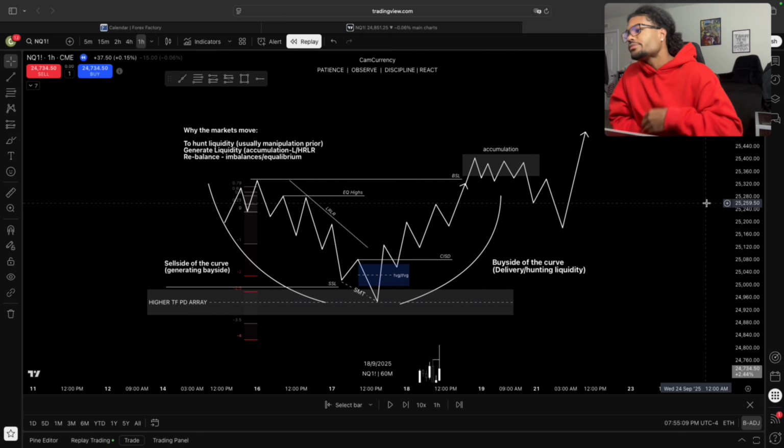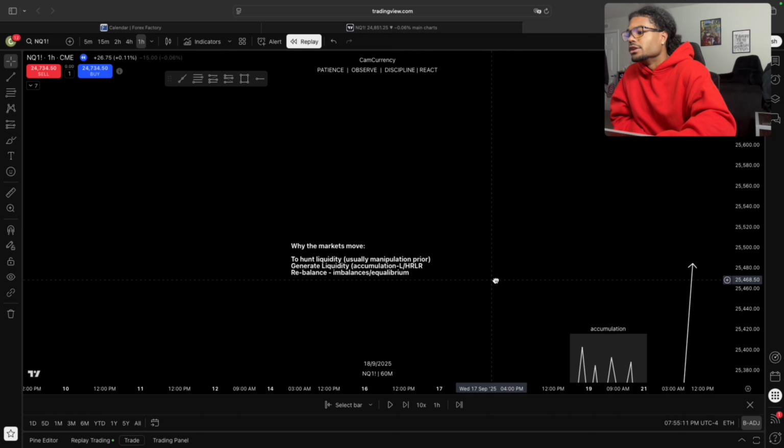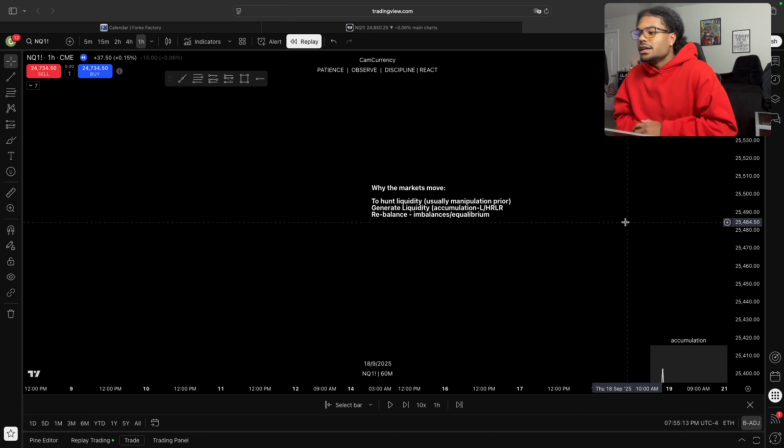So first, we're going to focus on why the markets move, essentially. And it's for these things right here. For one, to hunt liquidity. Usually there will be a manipulation prior to this. We'll get into that more in depth later on. For two, to generate liquidity, accumulation or low/high resistance liquidity runs. I will also get into these if you do not know what they are. And number three is to rebalance, to either imbalances, equilibrium, standard deviation ranges, whatever the case may be. I'm gonna break it all down. So let's get right into it.